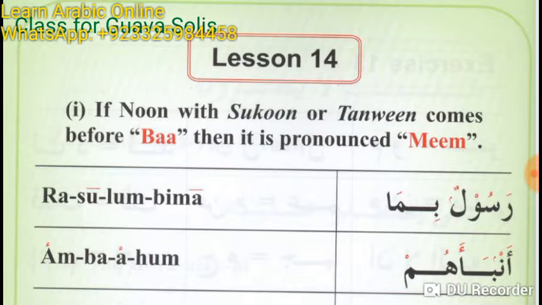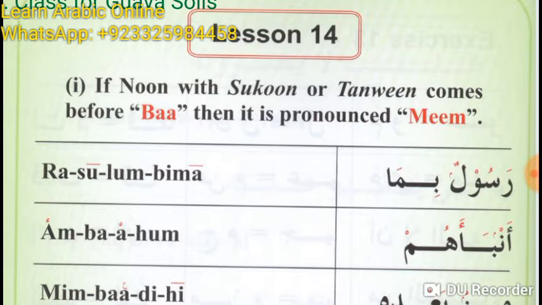If noon with sukoon or tanween comes before ba, then it is pronounced meem. The point they are trying to tell you is that whenever we have a noon with sukoon or tanween, and it is before the ba, then it is not pronounced like noon, it is pronounced like meem.